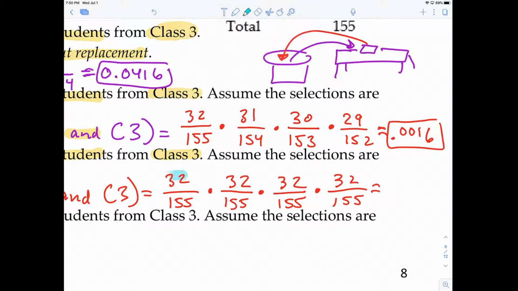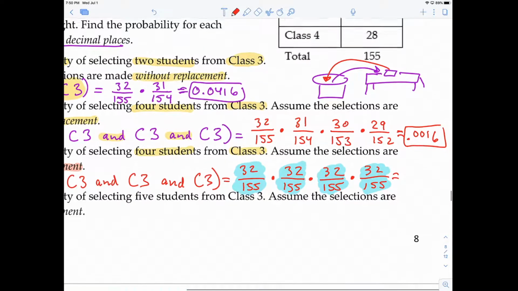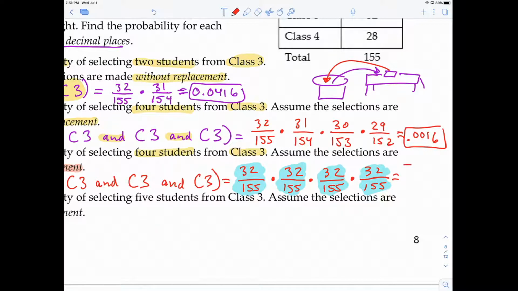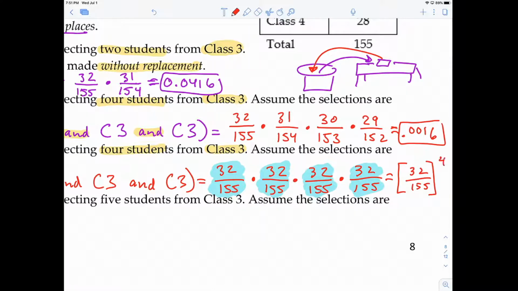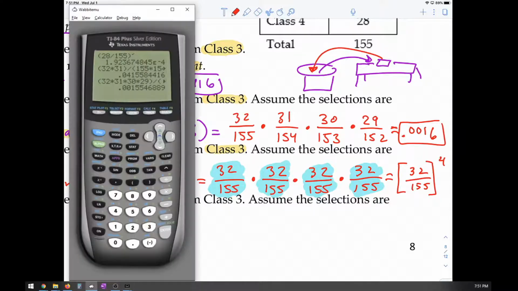So then we get this product, 32 over 155 times itself, where it's going to show up 4 times. So we can write this as an exponent: 32 over 155 raised to the 4th power. So take out the calculator. We're going to open parentheses, 32 over 155, close parentheses, and then raise that to the 4th power. Sorry, let's try that again. To the 4th power, and that's our answer.